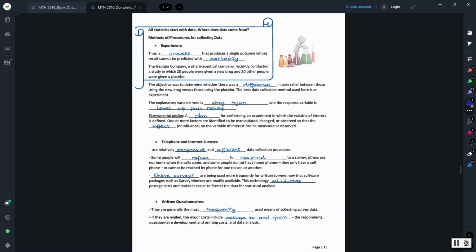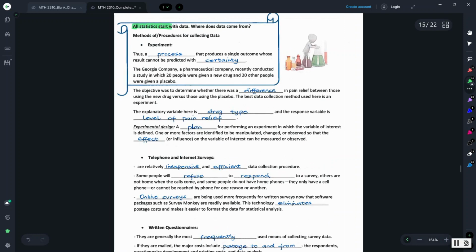At the beginning of our discussion on this chapter, we did emphasize that we're going to be talking about where data comes from. And so at this point, we want to answer that question. All statistics starts with data, but then where does this raw material for statistical analysis come from? The first source is from experiments.